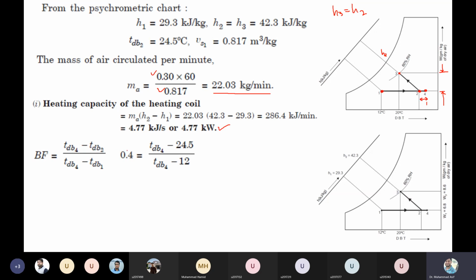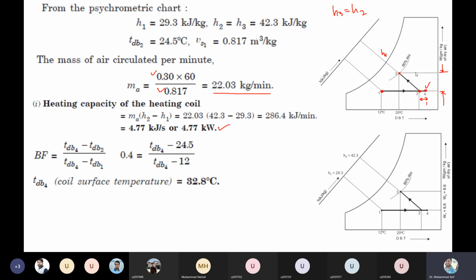So the bypass factor is given as 0.4. We need to calculate the surface temperature of the heating coil, which is T4. So from here we can get the value of T4, which is equal to 32.8 degrees C. What about the capacity of the humidifier?